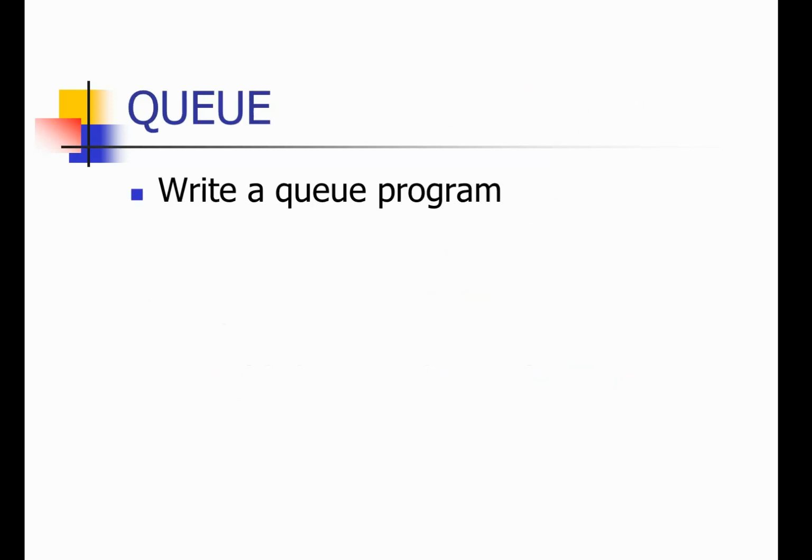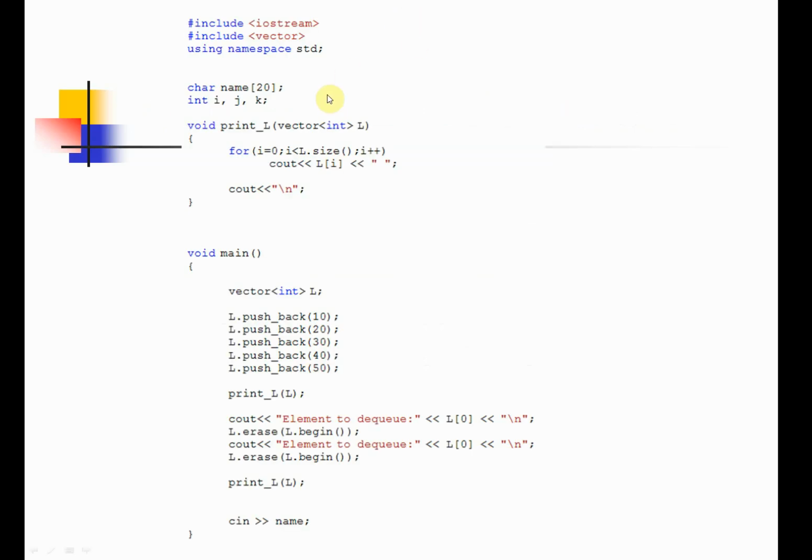So if we look into a queue program, you can see that we include iostream. Again, don't forget about including the vector, using namespace std, and then we have a print function over here to print out all the elements that we have inside of the vector, which is working as a queue. So you can see L.push_back, push_back, push_back, push_back. We push back 5 elements, and when we print out all the items, we're supposed to see 10, 20, 30, 40, and 50.